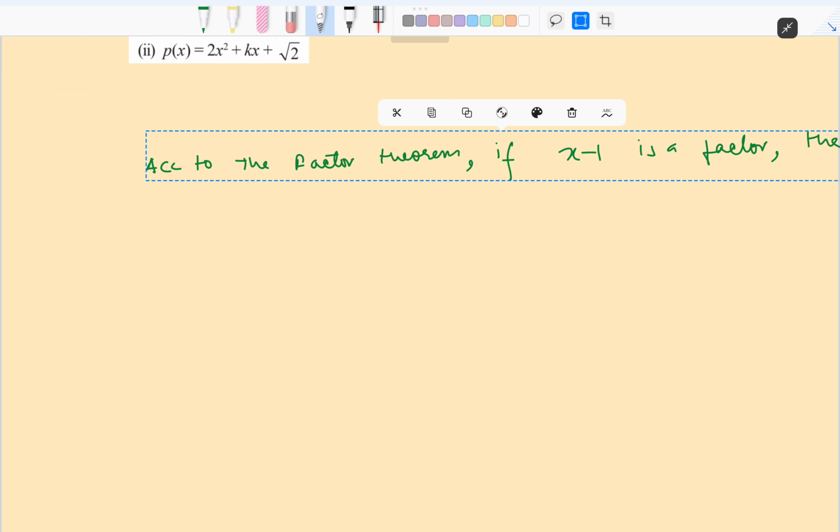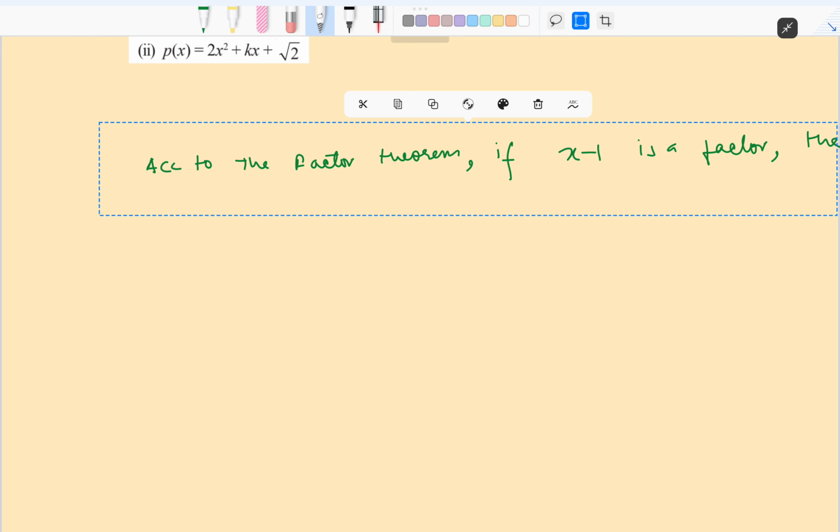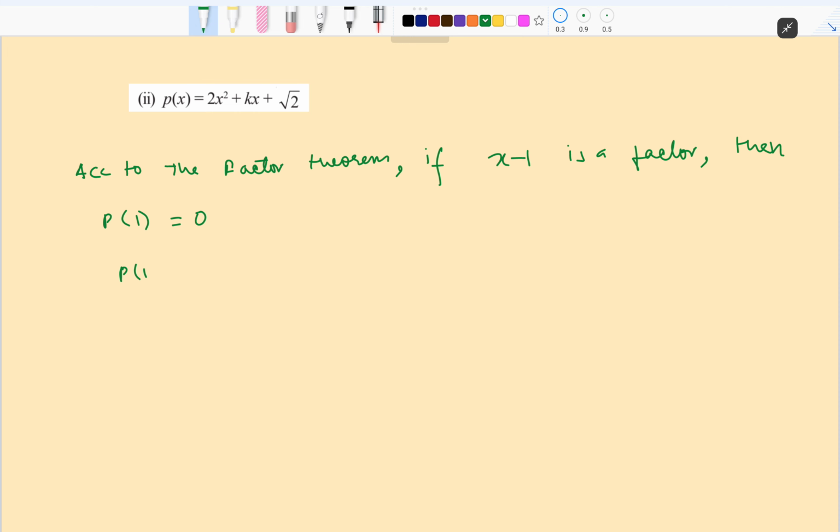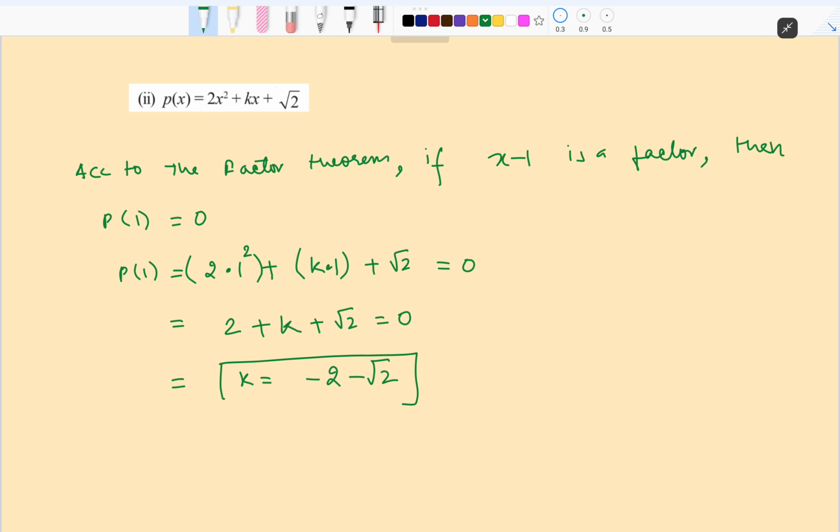Again, if x minus 1 is to be a factor, then p of 1 should be equal to 0. Let's equate again. P of 1 is 2 times 1 square plus k times 1 plus root 2, and this has to be equal to 0. 2 times 1 square is 2, plus k times 1 is k, plus root 2 is equal to 0. So k is equal to minus 2 minus root 2. This is the value of k, right?